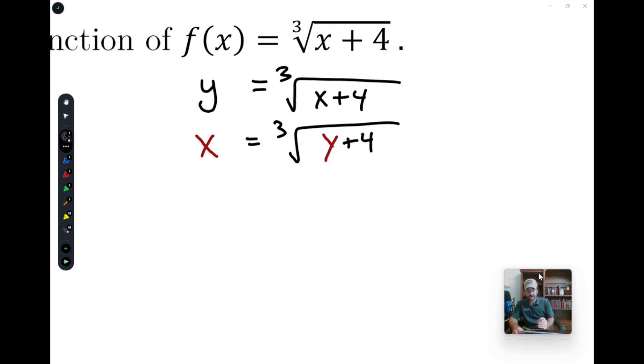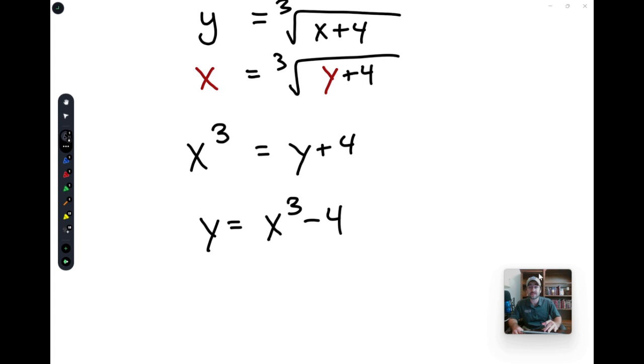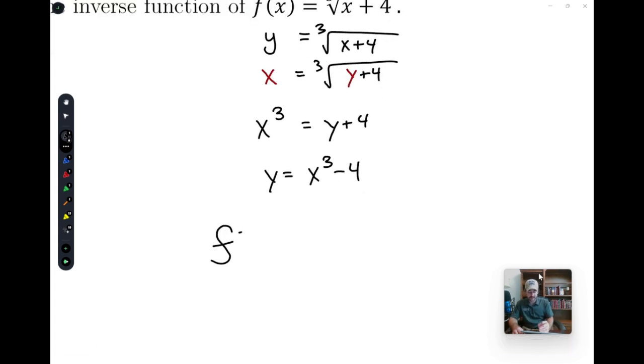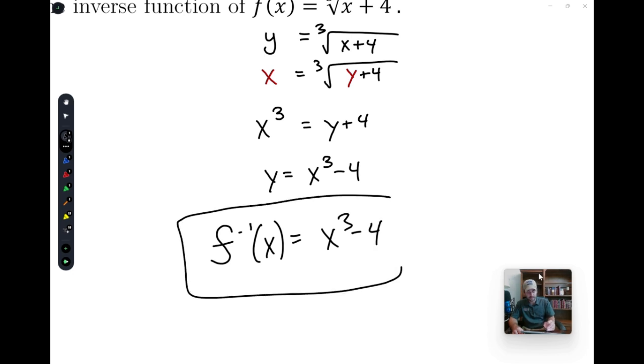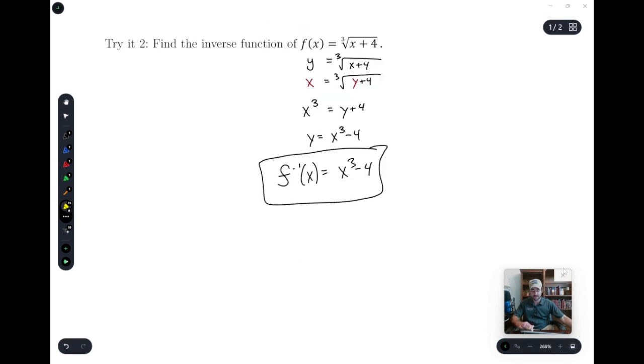So we're going to cube both sides and end up with x cubed equals y plus 4. We're going to subtract 4, and then we have y equals x cubed minus 4. Remember, we don't leave it as y because it is an inverse of x, so we're going to write f inverse of x equals x cubed minus 4. And if you wanted to use the steps from Try It 1 to prove that that's an inverse, you could use our answer and the original function, plug them into one another, both directions, and see that these two things are inverses. All right, let's keep going.